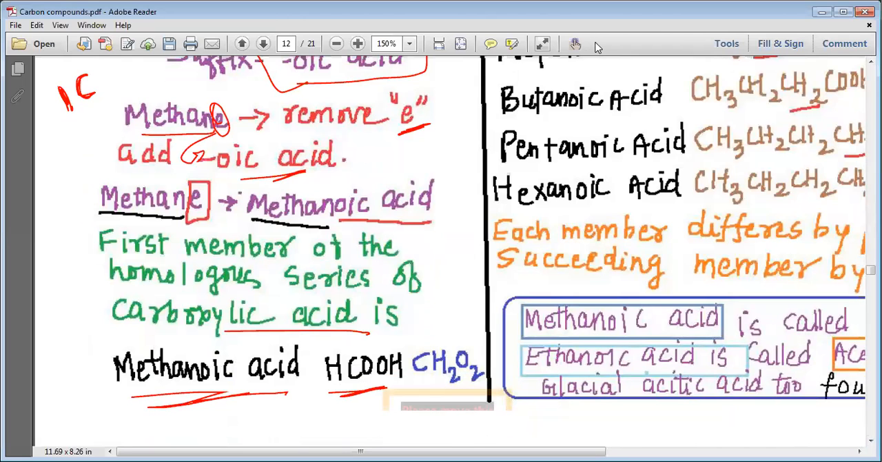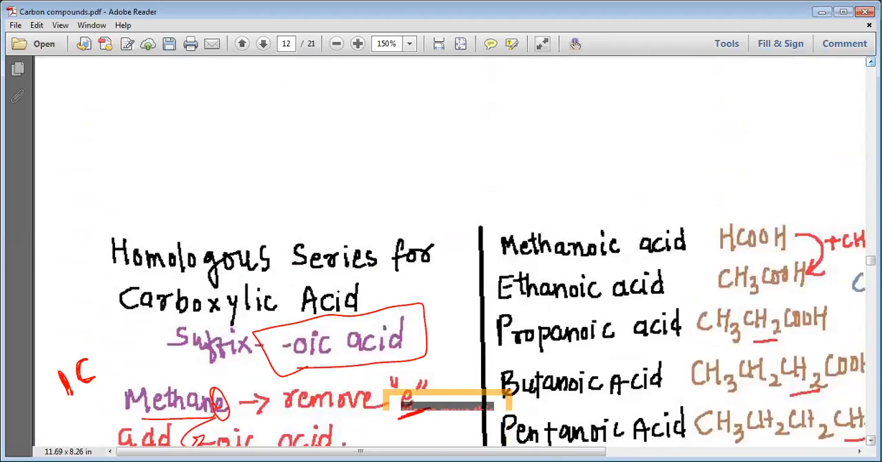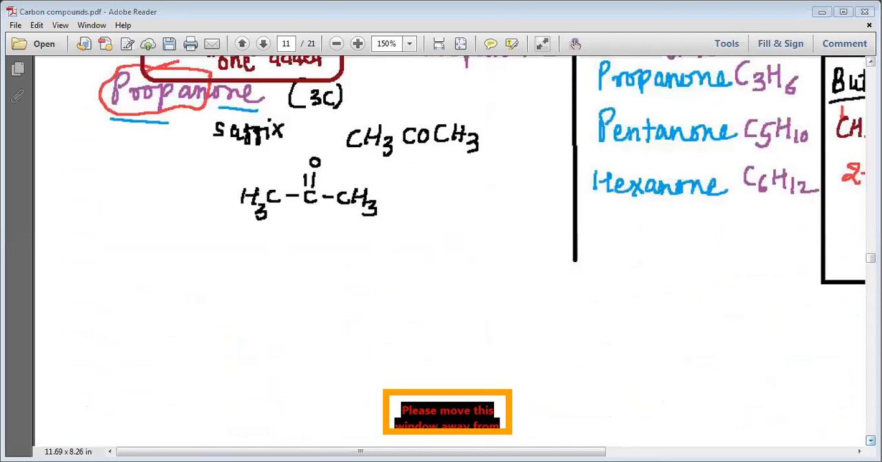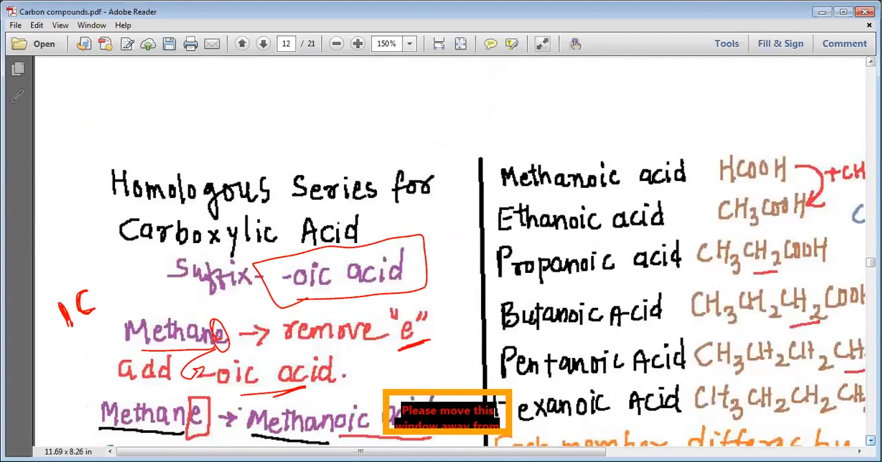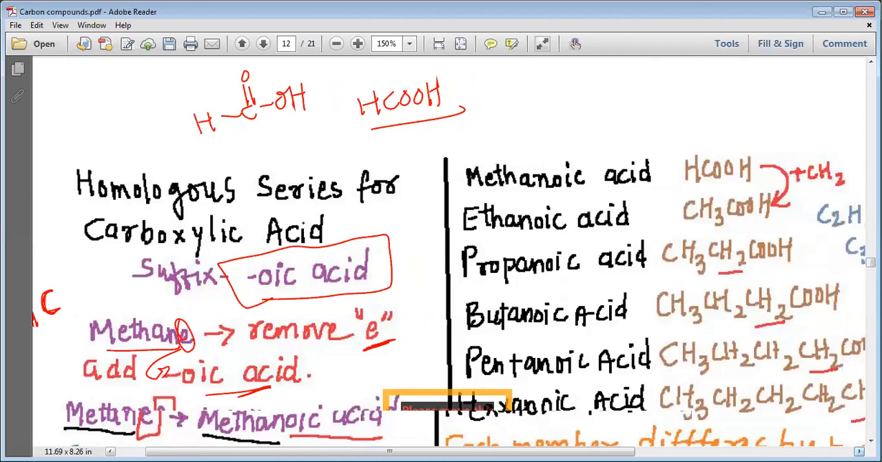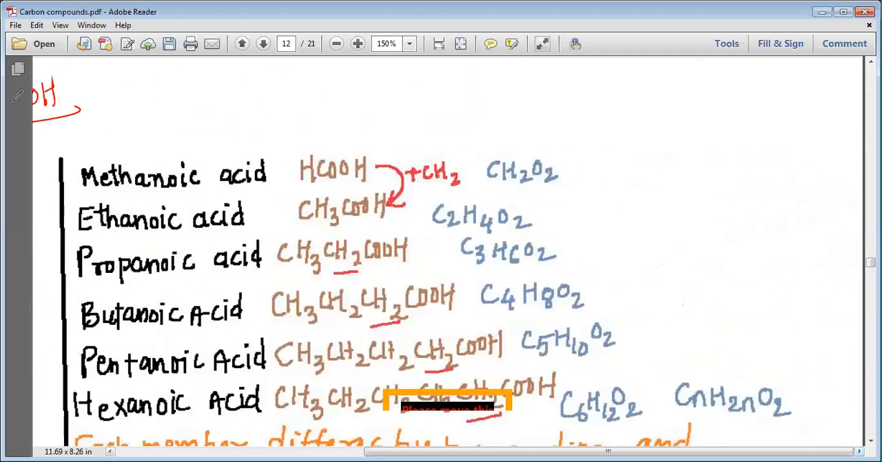Now how do we write HCOOH? Let us look. I have already told you, my dear students, that in carboxylic acid, we have the structure of the functional group as this. So you can have this C double bond O. Here you have OH. You just add H here. Then it becomes methanoic acid, HCOOH. And this is how, my dear students, we get the first member of the homologous series of carboxylic acid.